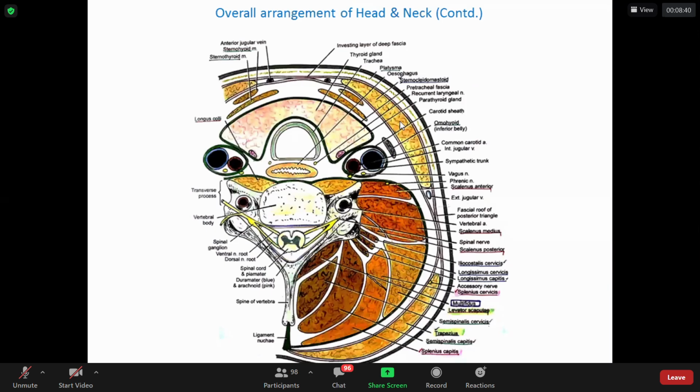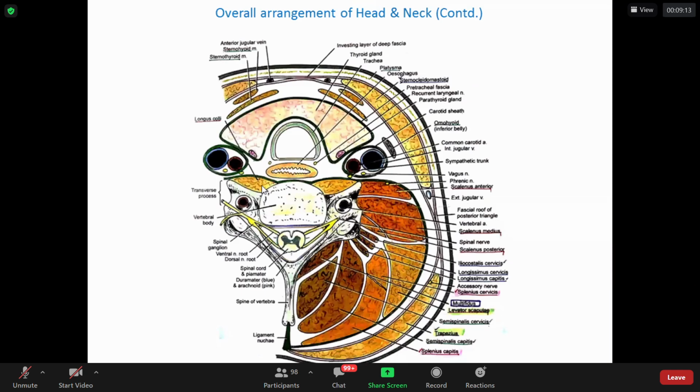So we have discussed so far sternocleidomastoid, trapezius, sternothyroid, and sternohyoid muscle, and the omohyoid muscle. So these are the muscles we have seen so far. Now this one is called prevertebral muscle, and this is represented in the neck region by the longus colli muscle. This is prevertebral because it is lying in front of the vertebra.